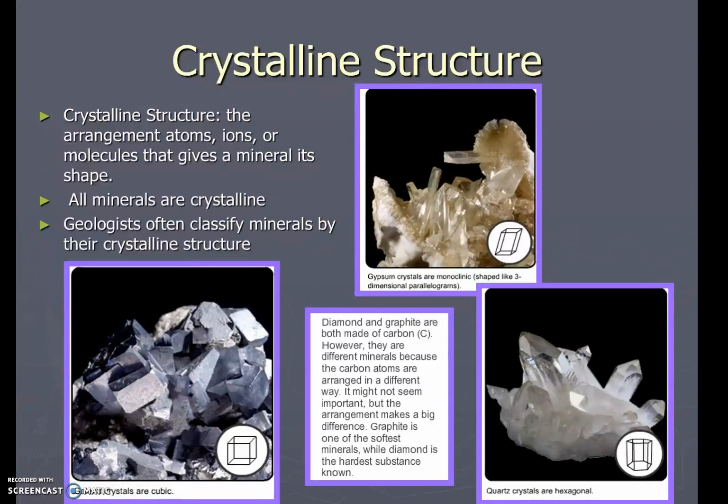Both diamond and graphite are made of carbon, so they have the same chemical composition, but they're different minerals because the carbon atoms are arranged in different ways. For example, graphite is one of the softest minerals because of how its atoms are arranged, whereas diamond is one of the hardest minerals because of how its atoms are arranged. So crystalline structure is very important.